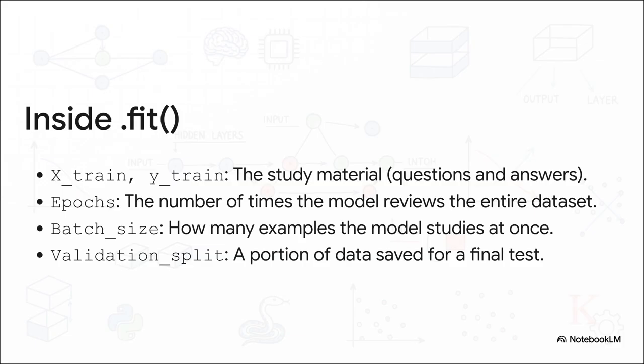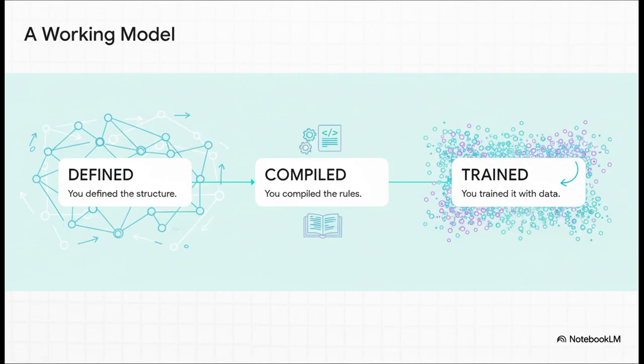Then you tell it how many times to review everything. That's the epochs. You also decide how many examples it should look at in one go. That's the batch size. Oh, and validation split? That's kind of like holding back a few flashcards for a surprise quiz at the end, just to make sure it really learned the material. And just like that, we're done. You've got a working model.